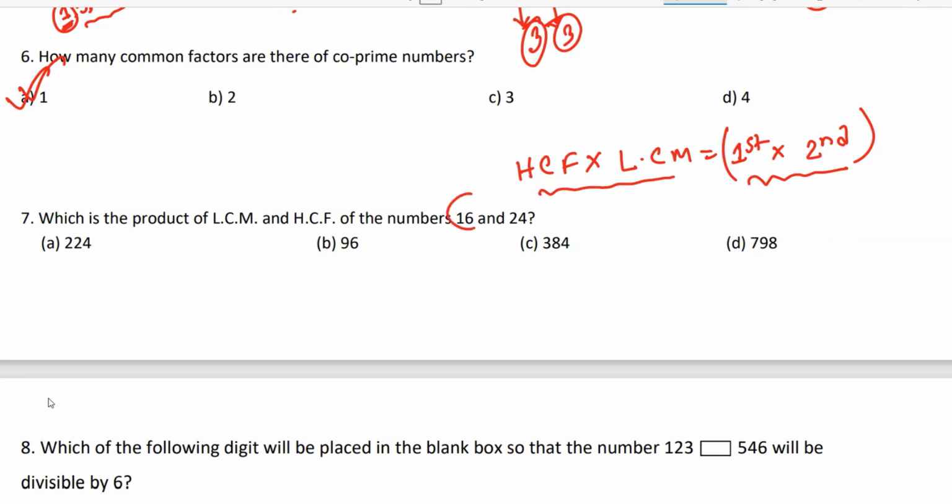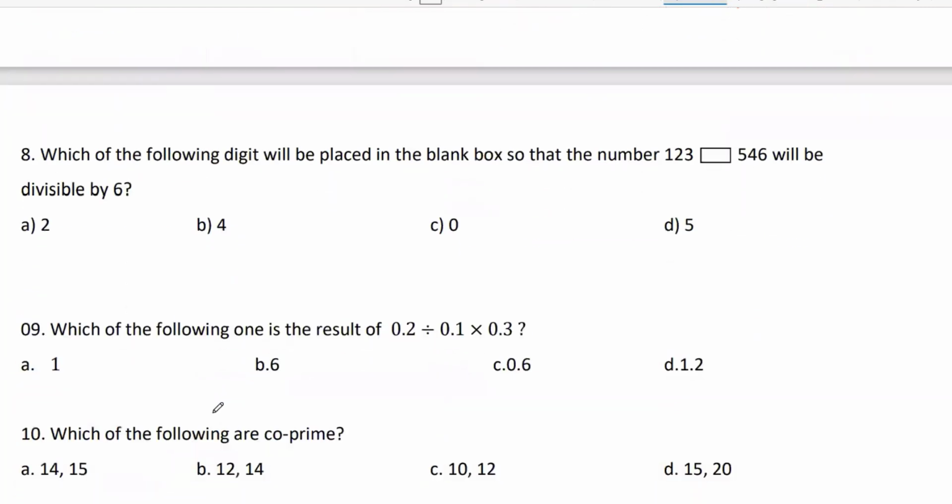So now the two numbers are 16 and 24, and their HCF and LCM product will be the multiplication of these two numbers. Now multiply 16 multiply 24, and this answer is 384. So answer is C. So now that means we have to memorize the formula: HCF multiply LCM equals first number multiply second number. Now next question 8.